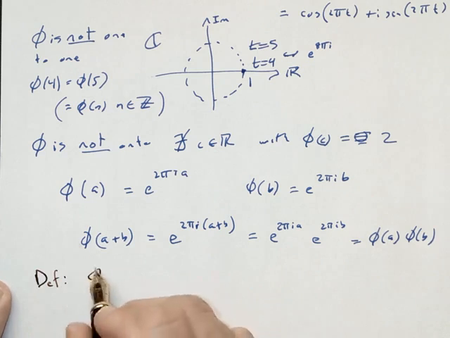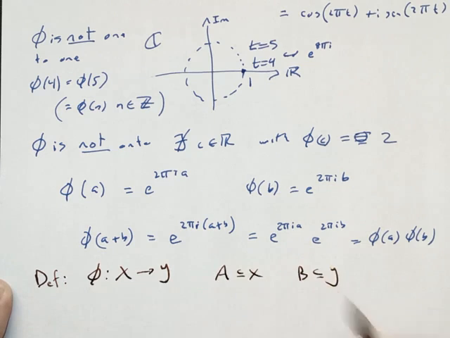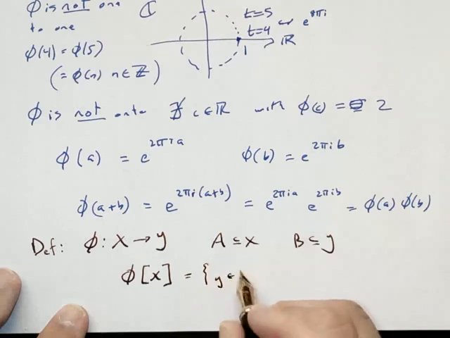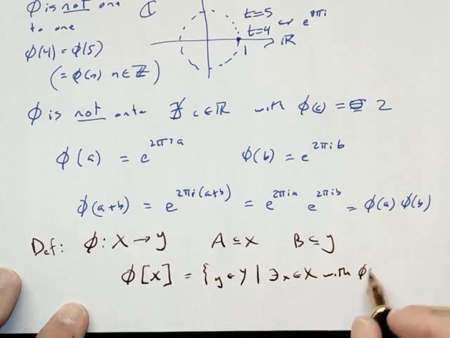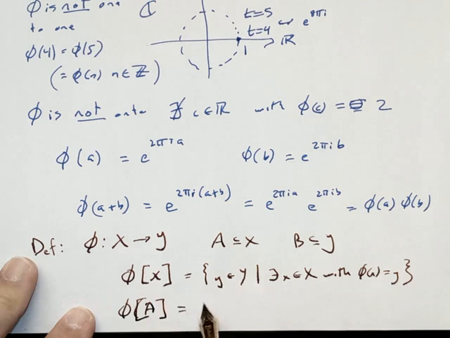Some definitions we've used before. If I have any function phi from x to y, and a is a subset of x and b is a subset of y, I'm going to think of taking everything in x and running it through phi. We're going to call that the image of x. Now, really, it could be the image of a, phi of square bracket a, the set of all phi of little a, such that a is in a.